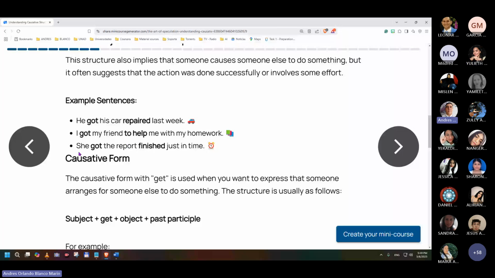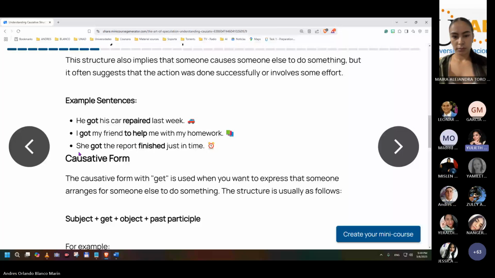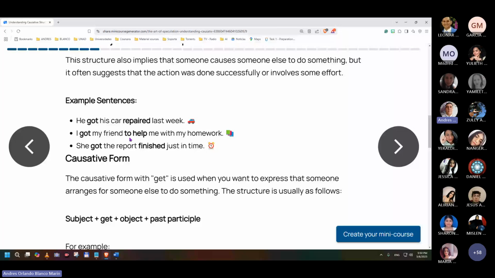She got the report finished just in time. So when do we use the particle to? Only with the base form. We use get in informal situations and when we are trying to convince or persuade someone.